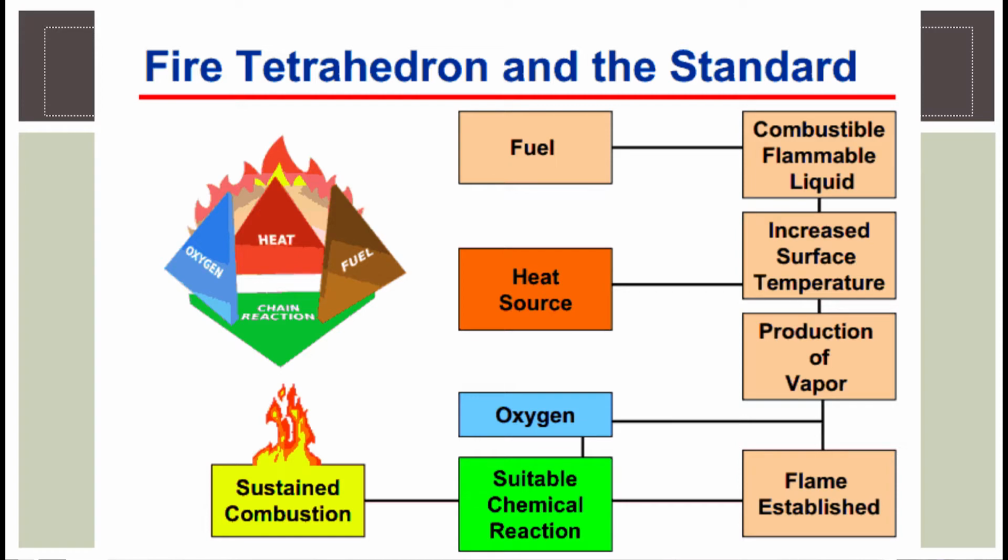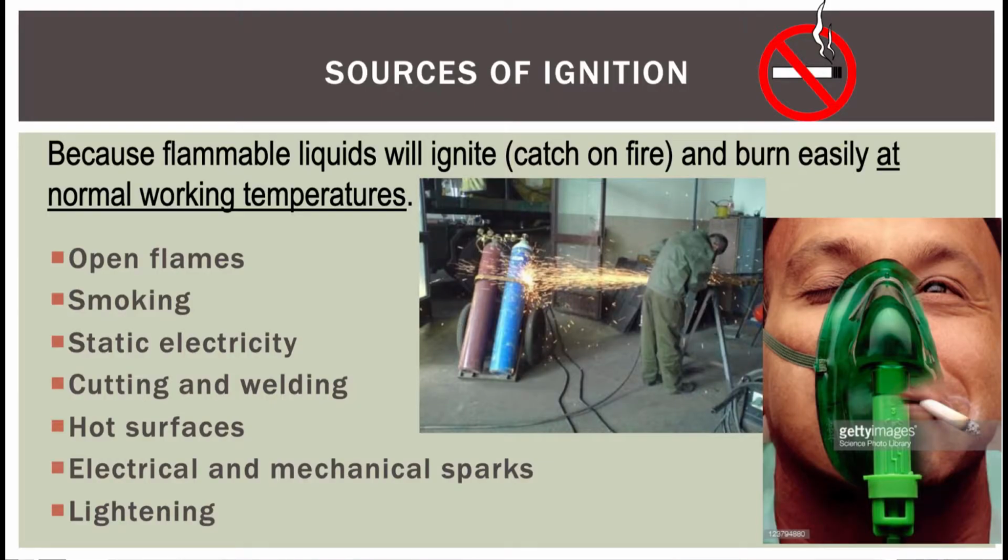So although we're talking about flash point and boiling point, you need to have all these items in place for a fire to sustain. You need the fuel, the oxygen, and a chemical reaction, as well as the spark or the heat source or the source of ignition. And this can be anything from open flames, smoking, static electricity, cutting and welding operations, working on hot surfaces, electrical or mechanical sparks, as well as lightning.